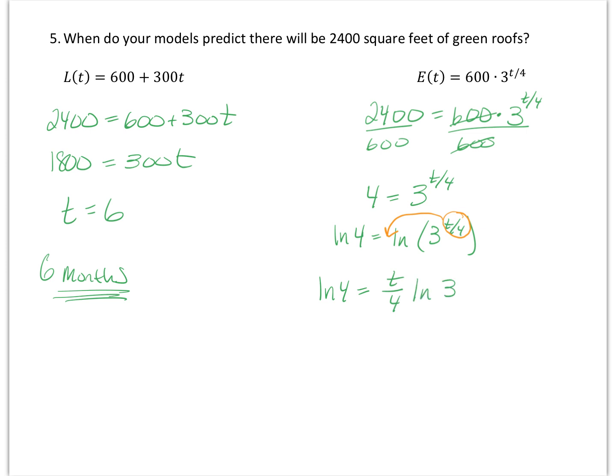And then I just have to get t by itself. So I am going to divide both sides by ln 3. So I have t over 4 equals ln 4 over ln 3, and then multiply both sides by 4. So I get t is 4 times ln 4 over ln 3, which I should put in a calculator to find out what this is approximately. My calculator says that this is approximately 5. So 5 months.